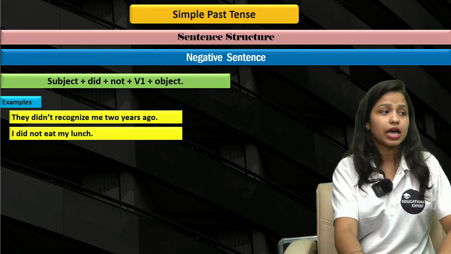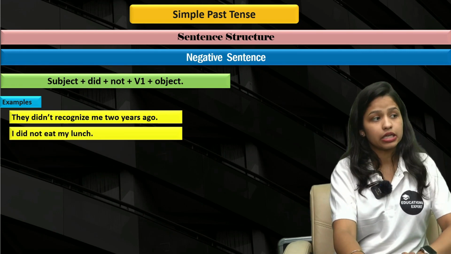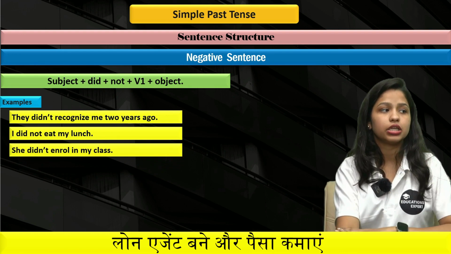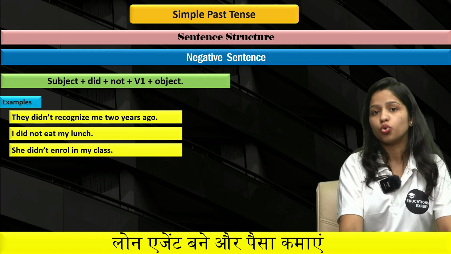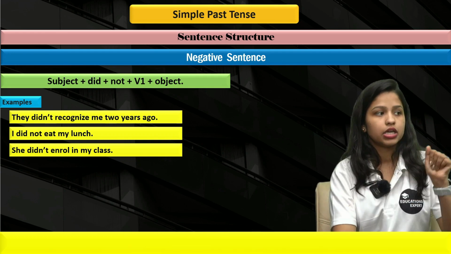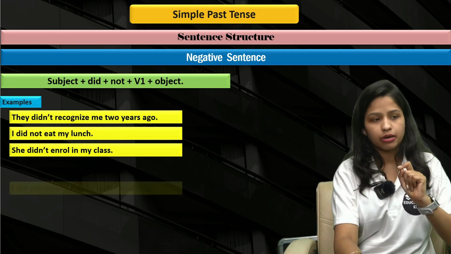Next up we have: I didn't eat my lunch. I did not eat my lunch. She didn't enroll in my class. If I would have written enrolled over here, that would be wrong, right? She did not enroll in my class.